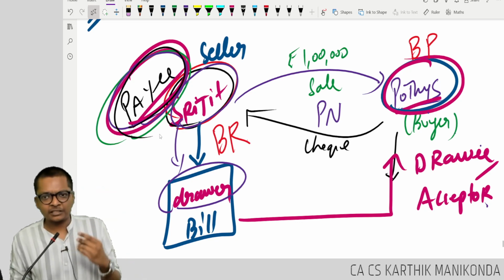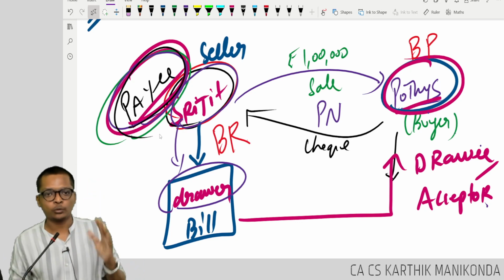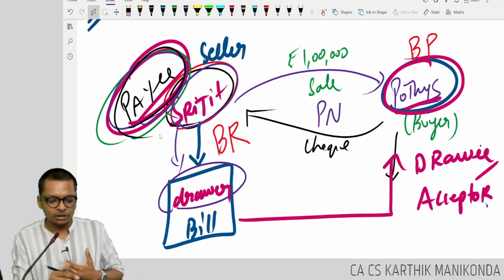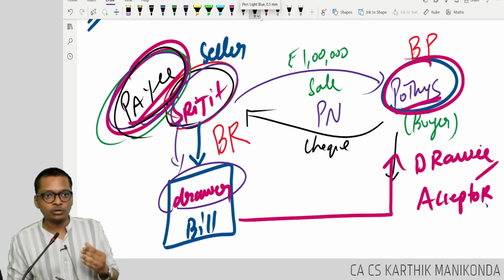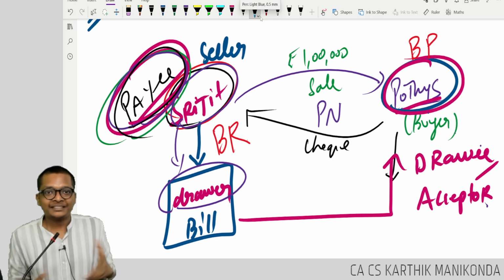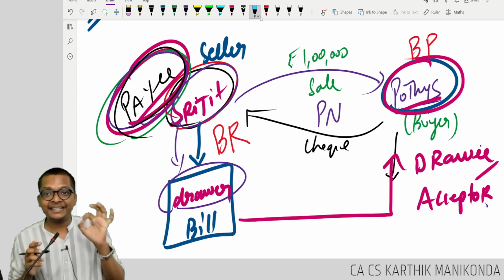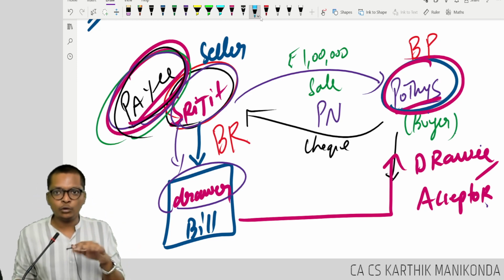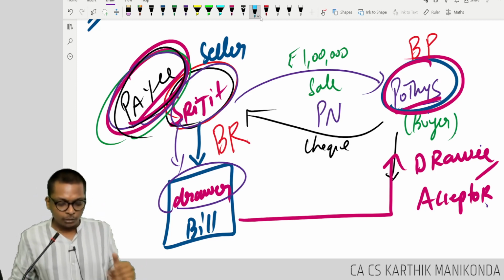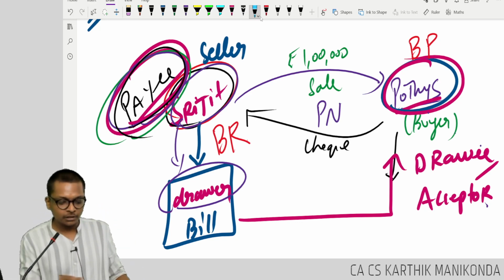Trust me, once we start this chapter, we will easily sail through it. These terms are very important because most students who come back with doubts don't understand who is who. Who is the drawer, who is the drawee? That should be very clear in any transaction. If you are able to figure that out, the chapter is over. Clear? Now let me continue in the same example.